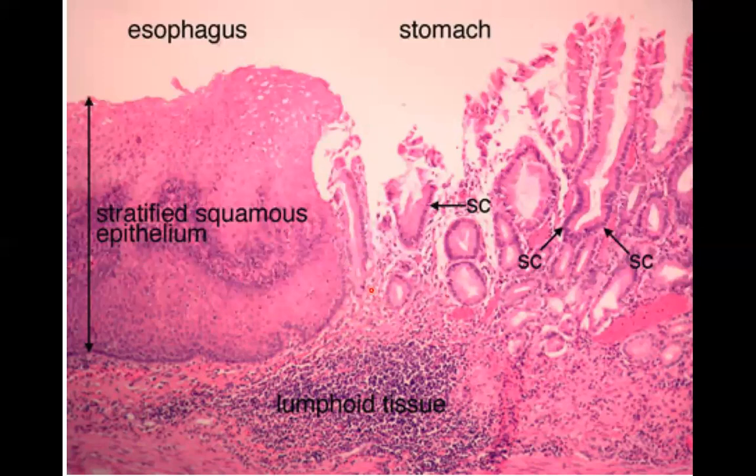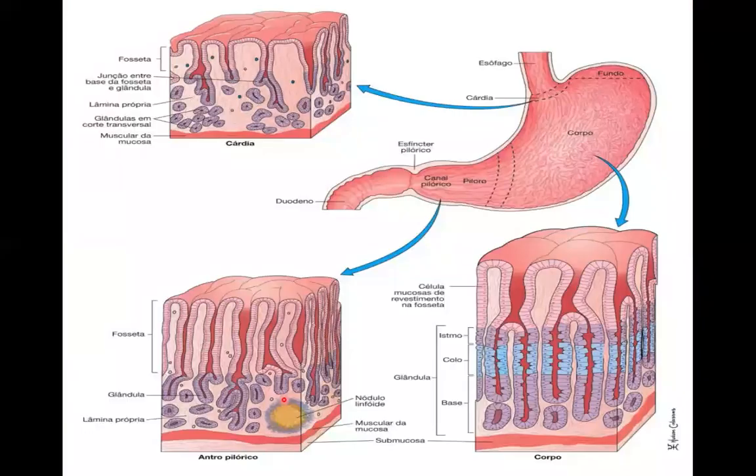Okay, the other region, I'll leave as homework for you on Classroom, write it. Write the third region in the body that has a transitional zone. Okay, so this slide clinically is very important. This is regarding the histology of the esophagus.